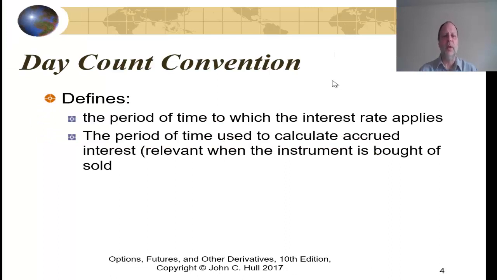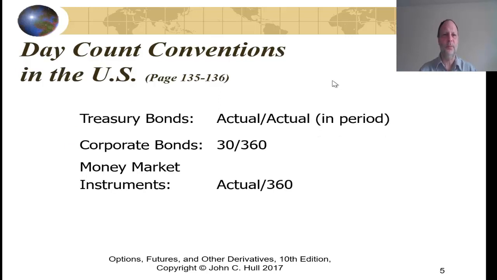One of the complicating issues when dealing with debt instruments are day count conventions. Day count conventions vary by type of security and are somewhat complex to deal with when calculating different types of interest rates. For example, for Treasury bonds, you use the actual number of days over the actual number of days in the period. So for non-leap years, you would have 365 days. For leap years, you would have 366 days.